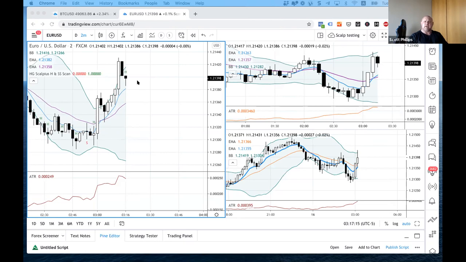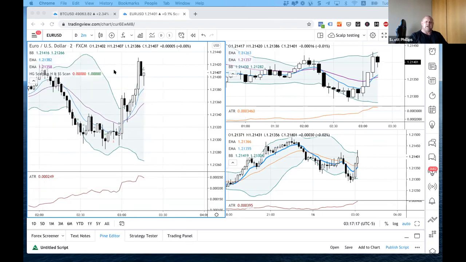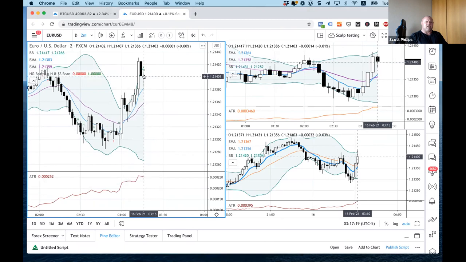All right. So we need a higher close, which we may have. Now it's unlikely, but we may have. So we've got to prep that order. So our entry price here would be the nearest half pip below the low.